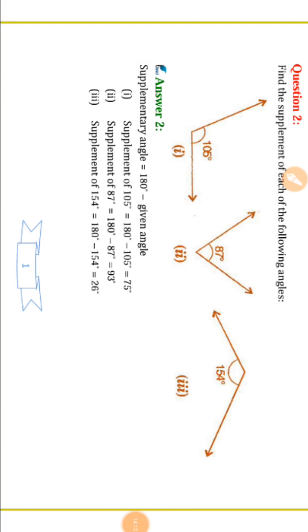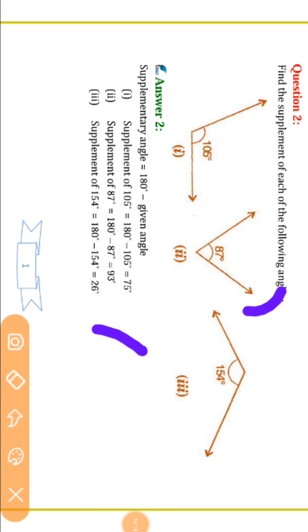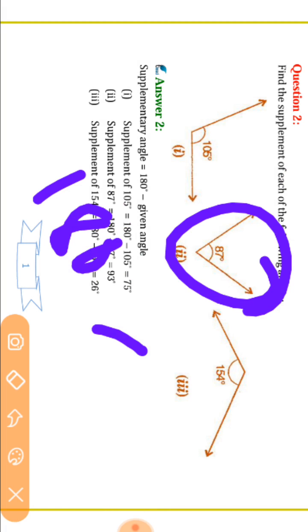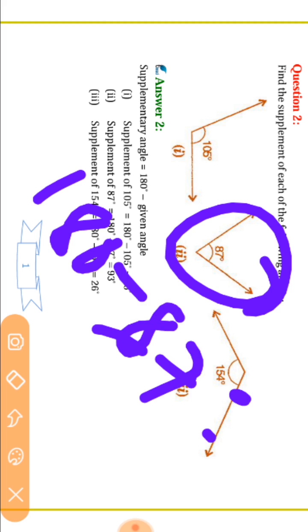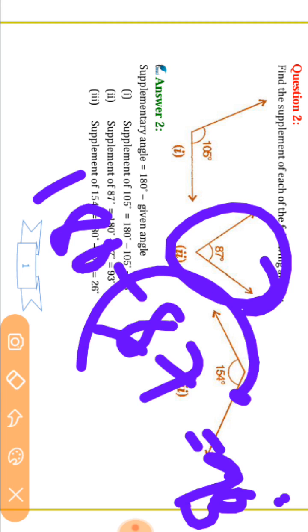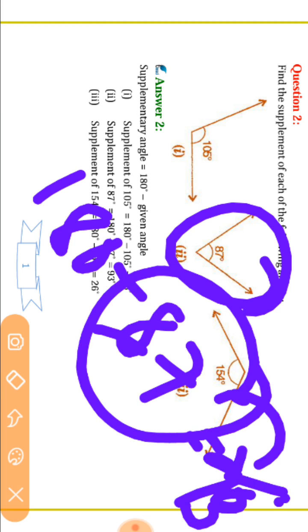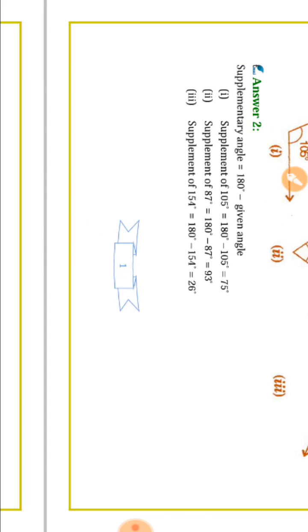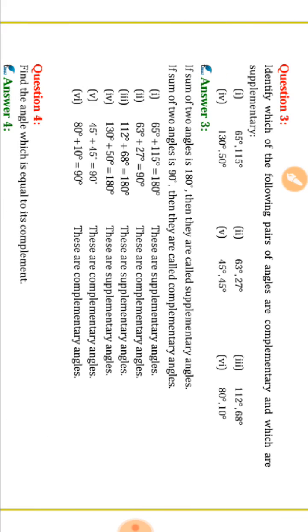So here also, 180 minus 87, how much is it? 93 degrees you need. So the supplementary of 87 is 93. You must write this. Okay, then go for question number 3.